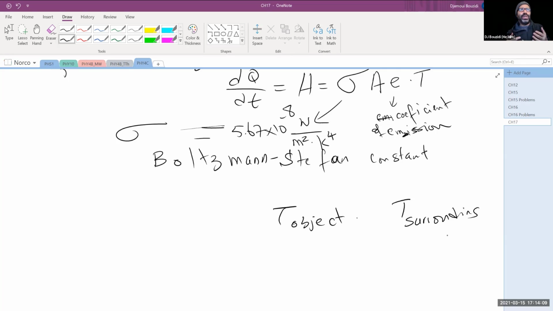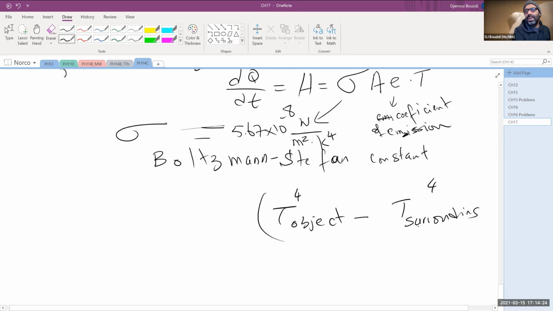If the opposite, if the object is cooler than its surroundings, then the surroundings are actually transferring heat to it at this rate, the difference between the two objects. So it's going to be T to the power 4 minus T to the power 4, times, again, the same coefficient sigma times A times E, and this is going to be H net, the rate at which heat is transferring one way or the other.